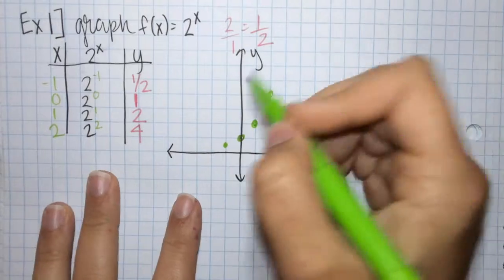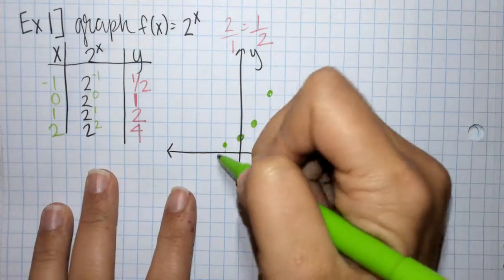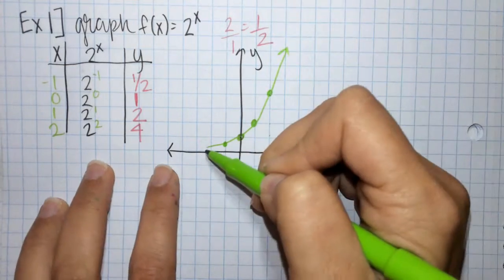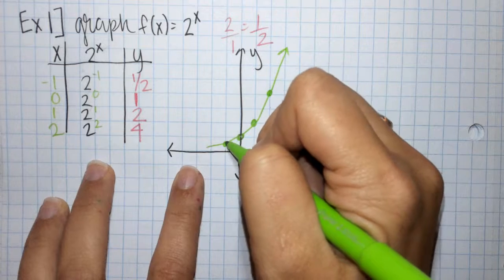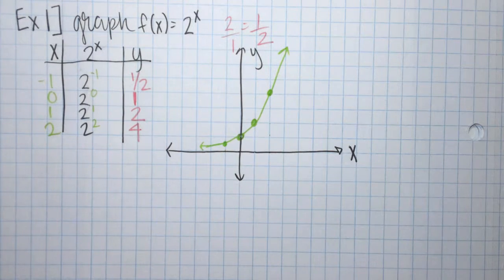And then what do we do? You got to do the line. You got to sketch the graph. Now, it does not cross the x-axis, so do not cross the x-axis. It'll just keep getting smaller and smaller and smaller. And then we're done.